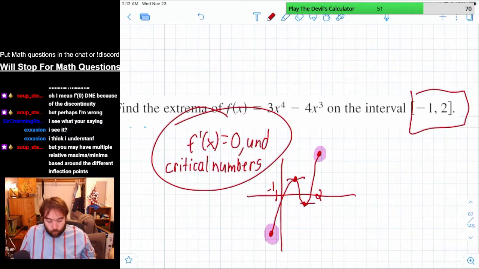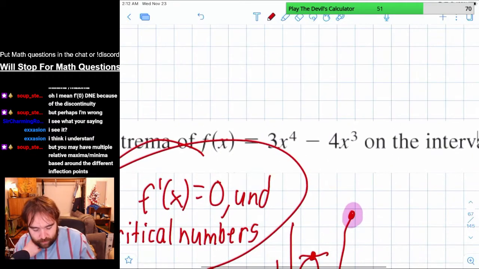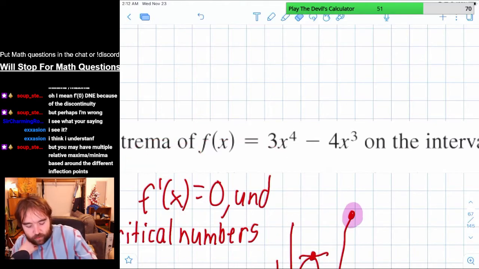So what we're going to do here is find the derivative, see when it's 0, see when it's undefined, and solve for x for when that happens. Then we'll get all the numbers that we need to look at. So let's do it. Here's our function. Let's take the derivative.